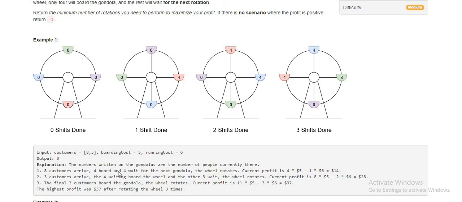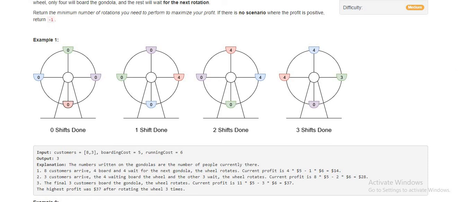needs a running cost. That running cost is also an input parameter, and again, for boarding people, there is a certain cost. So there is a queue of customers, and in the queue there is a bunch of people at each slot. If you consider example one, in the first slot there are 8 people, and in the next slot there are 3 people, and the boarding cost for each is 5, and the running cost for each shift of the wheel is 6.